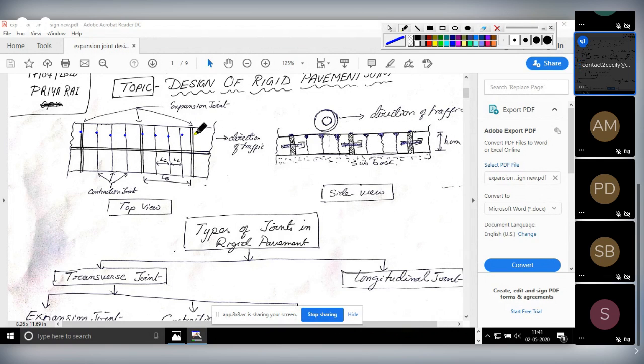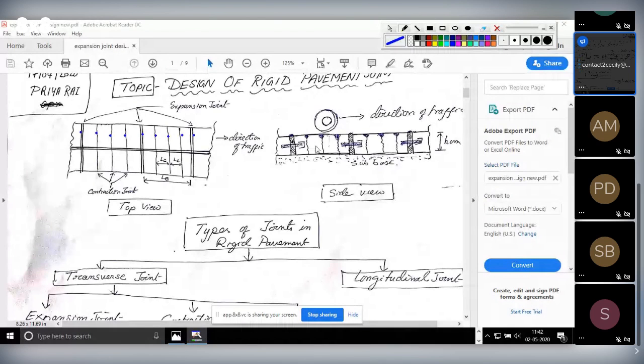Now see here, you can see this joint has a much bigger gap compared to this transverse joint. This joint is the expansion joint. See here, this is the expansion joint. That means there is a gap, it is fully cut. The full depth of the pavement is cut here. If we see this pavement from the side view, we will get a view like this.